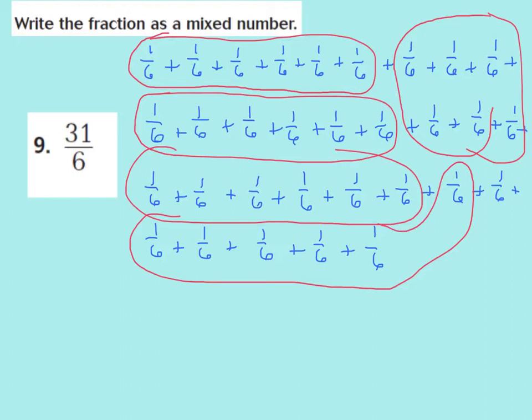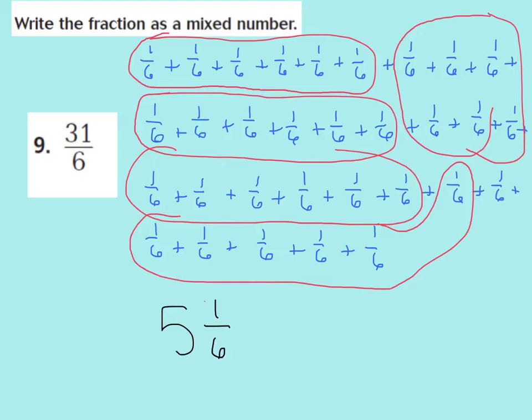So let's count up the wholes that we have. 1 whole, 2 wholes, 3 wholes, 4 wholes, 5 wholes, and then I have 1/6 left over. So let's check. 5 wholes, 1/6. Now I can recheck this by multiplying. 6 times 5 is 30, plus 1 is 31. So that does work out.